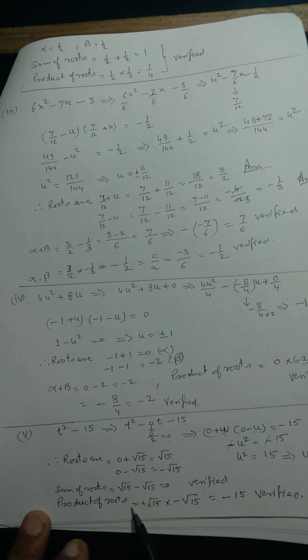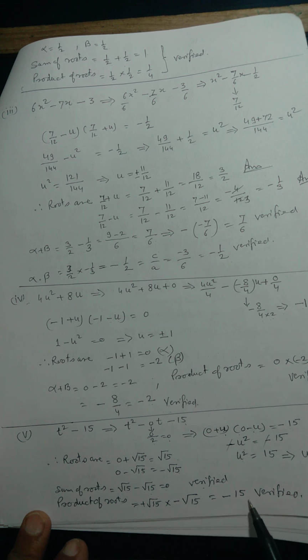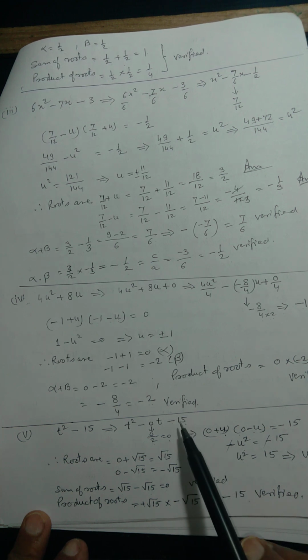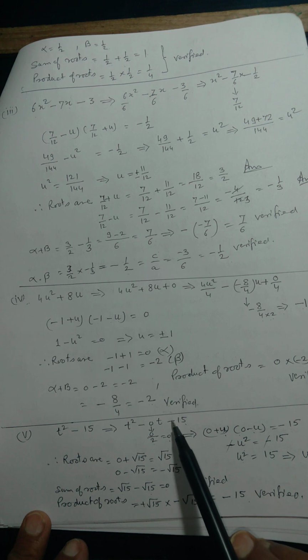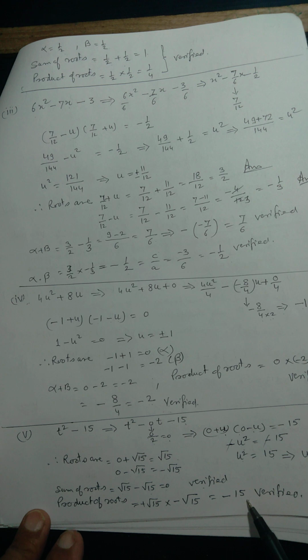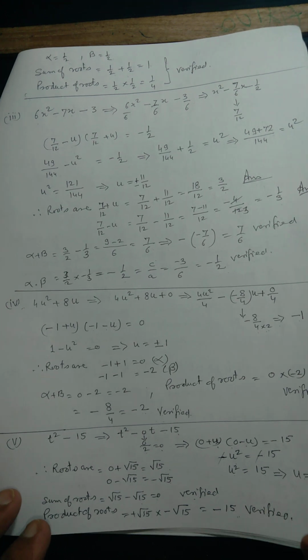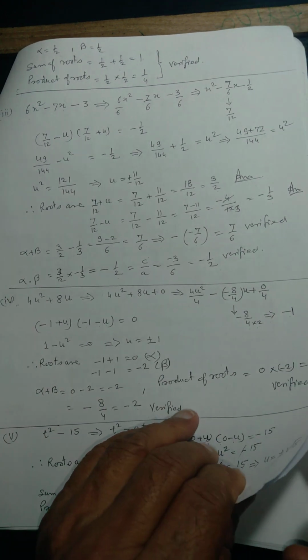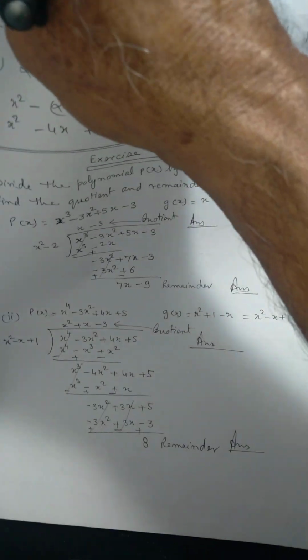Now product of the roots, that is plus root 15 into minus root 15, that is equal to minus 15. That is c by a, that is minus 15 by 1. So it is also verified here. Now proceed to the sixth part of the question number 1.